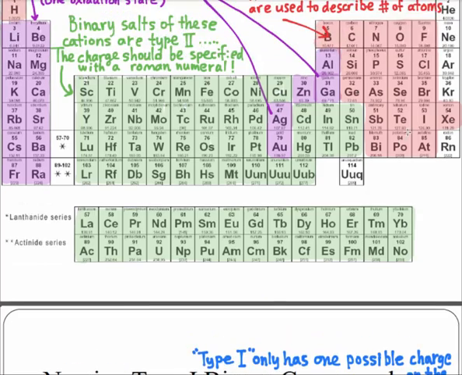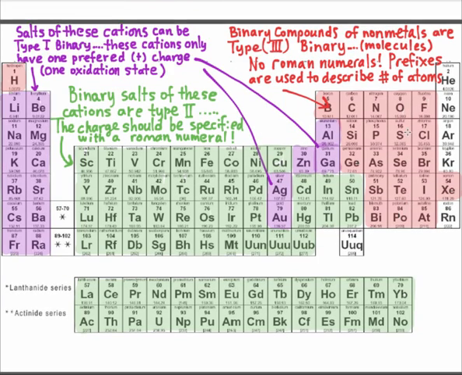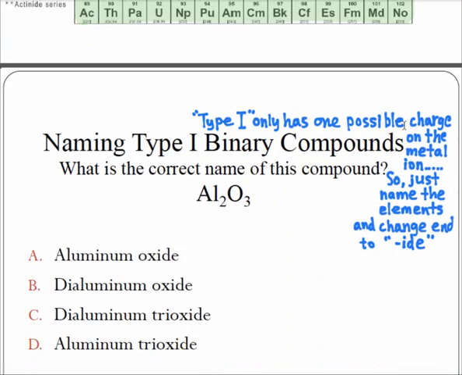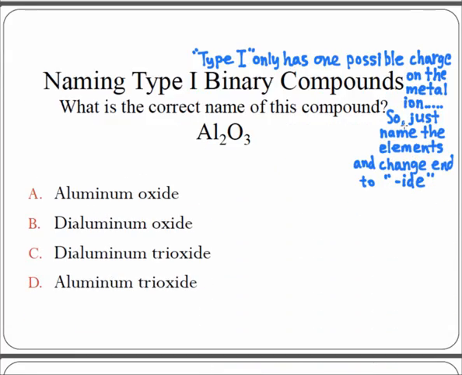Oh, by the way, there's no such thing as a type 3 salt. That's named incorrectly. That's saying it wrong. If I had a type 3 binary, it would be called a molecule.